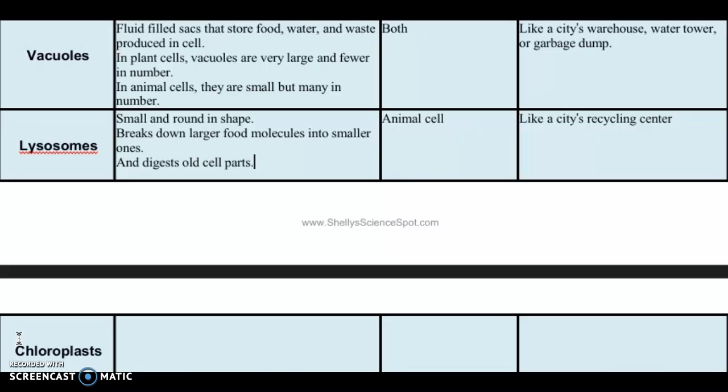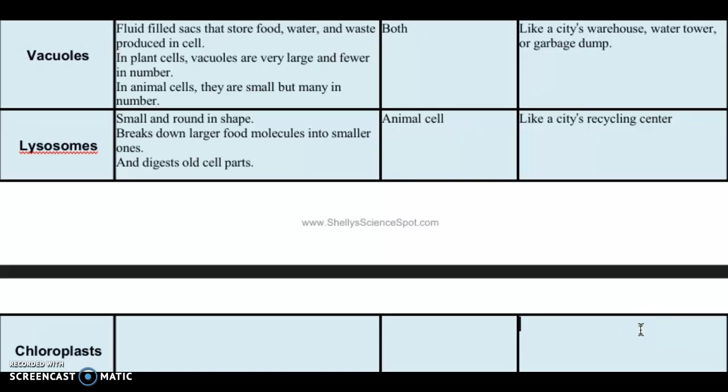And what these tiny little organelles do is that they utilize energy that comes from the sun to make food for the plant. And that is why we say that plants can produce their own food. That is why we call plants producers, right? And again, they're only found in plant cells.